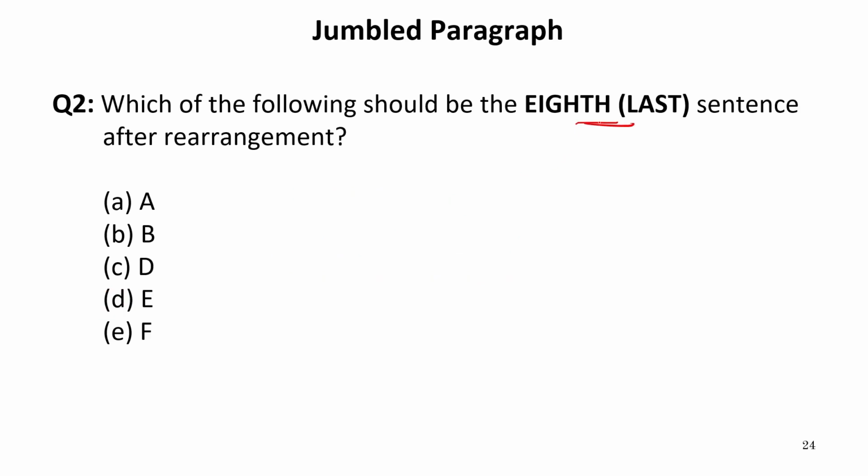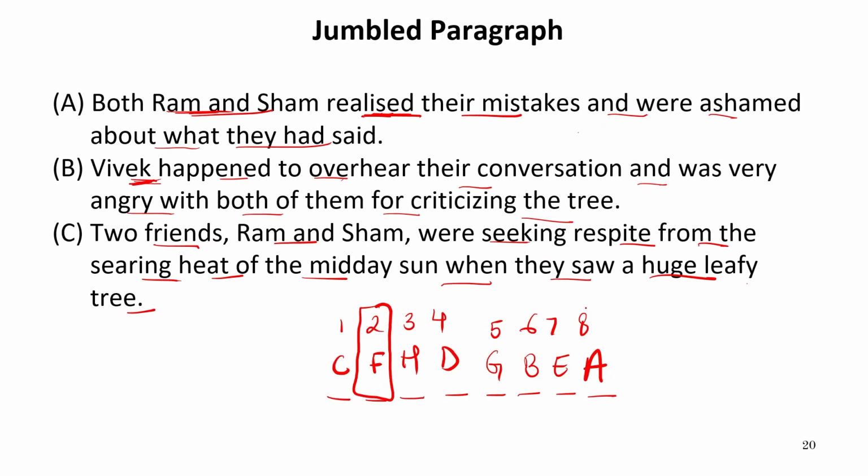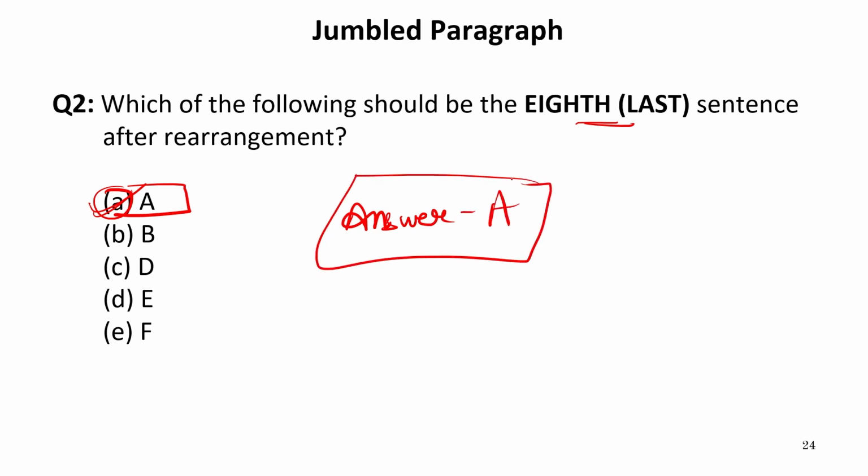The eighth or the last sentence has been asked. Of course, the eighth sentence we know very well. It is the conclusion sentence. So the eighth sentence is A. This story is very simple and easy. So our answer is A, because this A is given in option A only. Now let us move to the next one.